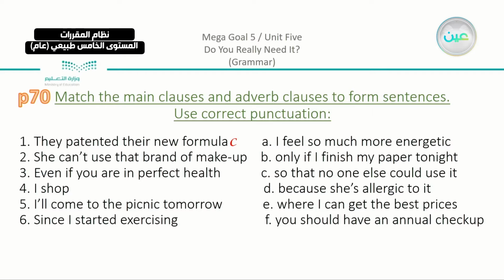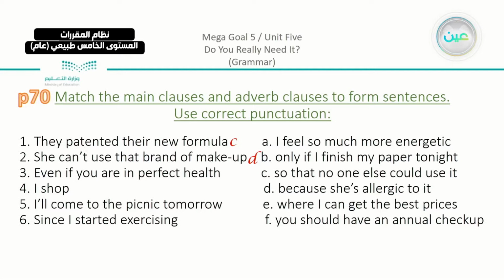Now here we have the first one. The first one is done, actually. We have C. Now let's see 2. She can't use that brand of makeup. So we're going to see what goes with it. We have energetic. We have something about a paper tonight. C is done. We have here because she is allergic to it. Where I can get the best prices. And you should have an annual checkup. So we have here about makeup. So it's going to be D, because she's allergic to it. We are talking about a she, the pronoun.